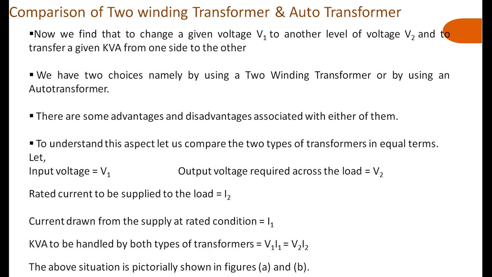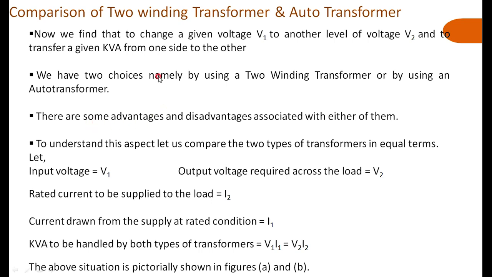Now we will consider that we want to change the given voltage V1 to another level V2 and to transfer the given kVA from one side to the other. Means for both transformers we are taking the same kVA, same V1, same V2: a two winding transformer on one hand, and on the other hand an auto transformer with the same kVA, same V1 and V2.